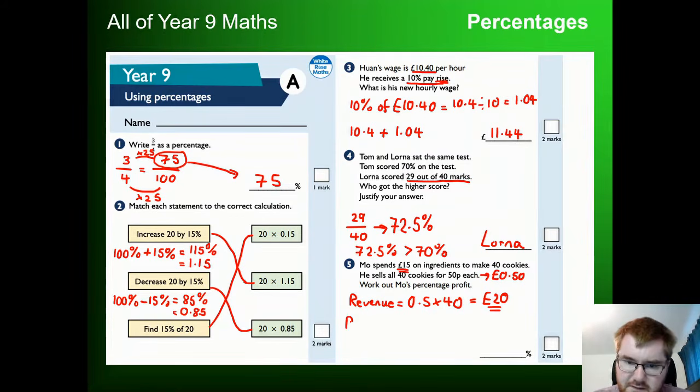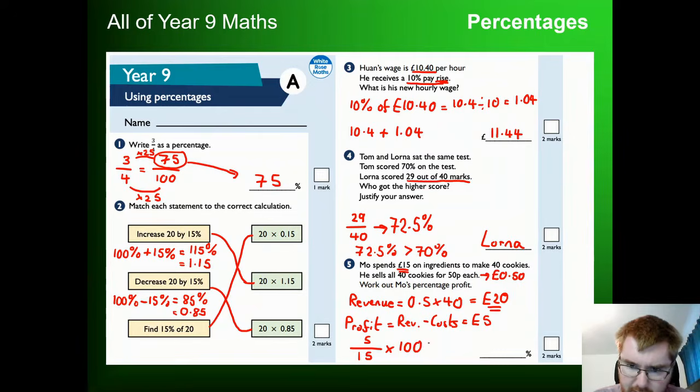So profit is equal to revenue minus costs. She made £20 from sales, spent £15 on ingredients, so made a profit of £5. But we're not finished at this point, because now we need to work out the percentage profit. That's the most important thing here. So what we need to do is take that profit she made, divide it by the original, which in this case is 15, and then multiply it by 100.